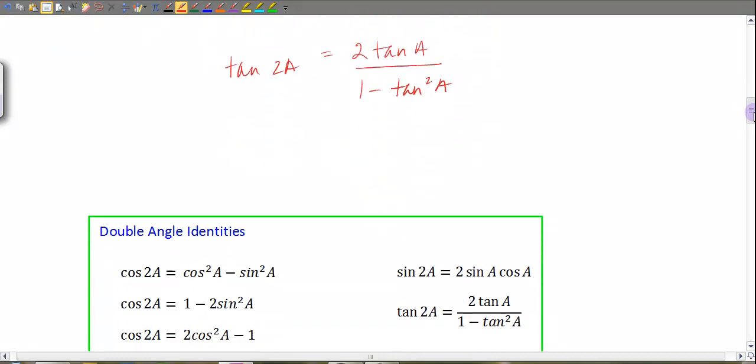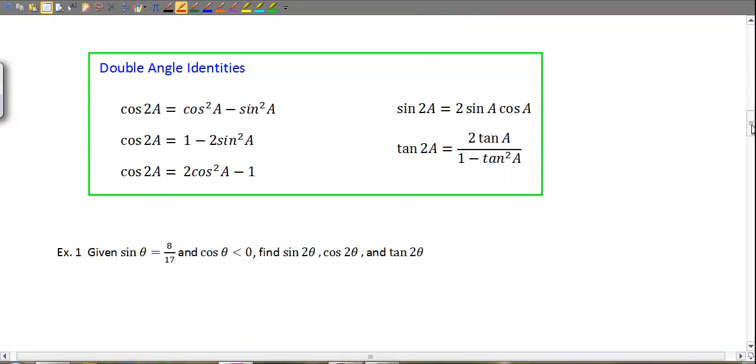So down here in this box, you can see that I have those identities summarized. You're going to want to make sure that you get that written down.